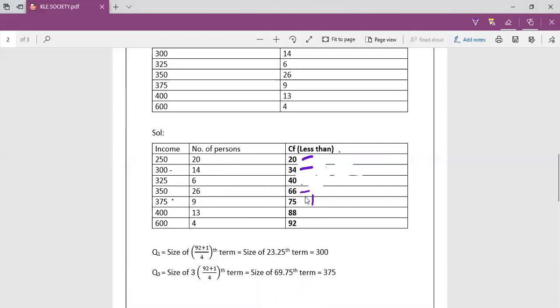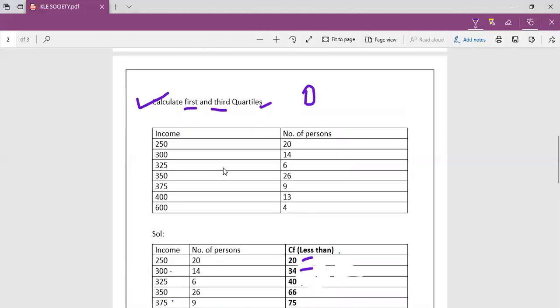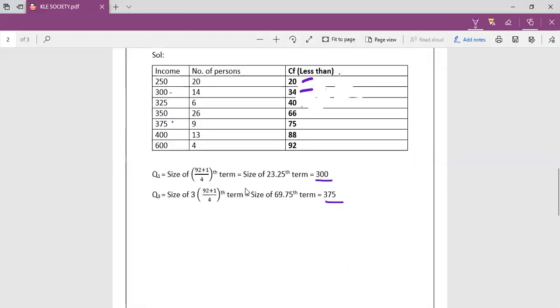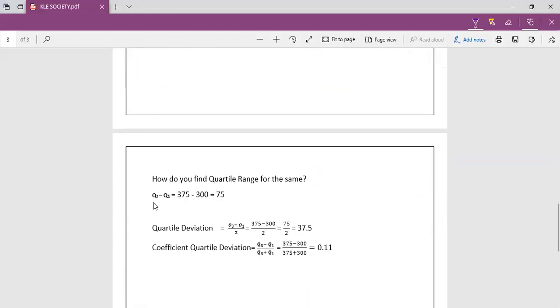So like this, we found out our first and the third quartile. So that's all is asked in this problem. But if suppose they ask you to calculate the quartile range, the formula is going to be Q3 minus Q1. So Q3 we have already calculated, that is 375, minus Q1, which is 300. So when you subtract both, you will get 75. So our quartile range for this problem is 75.